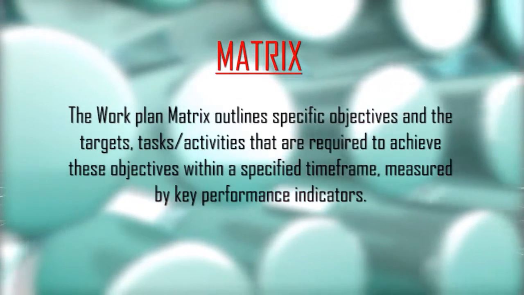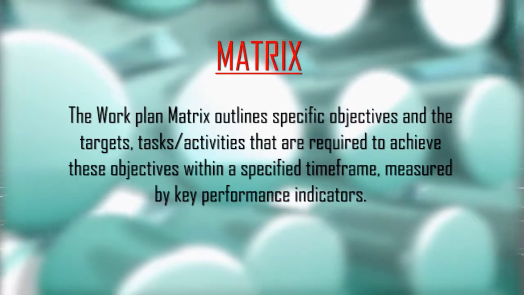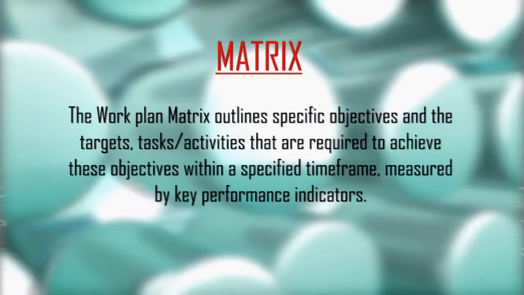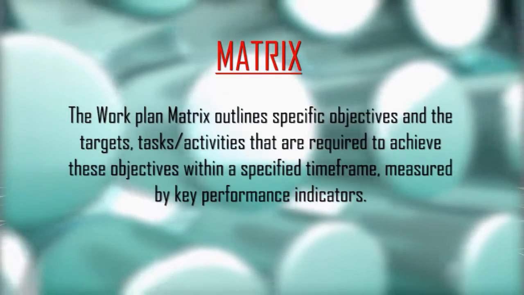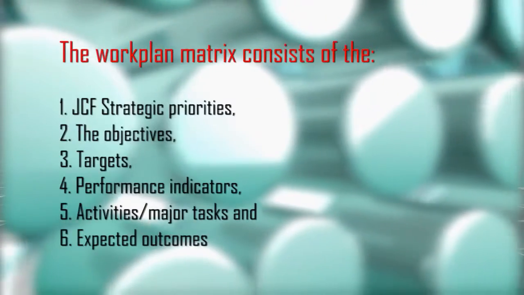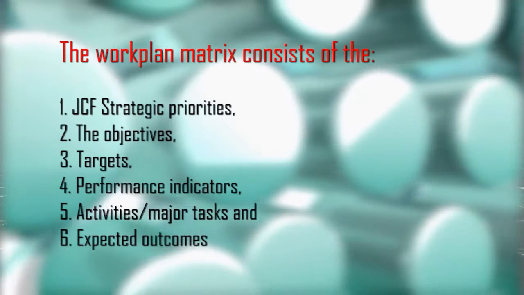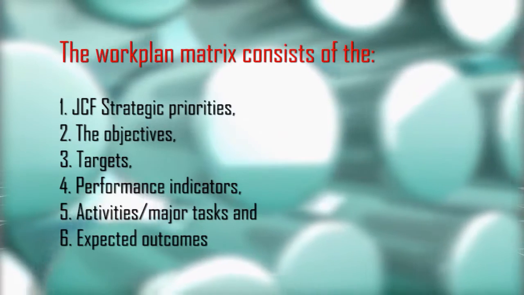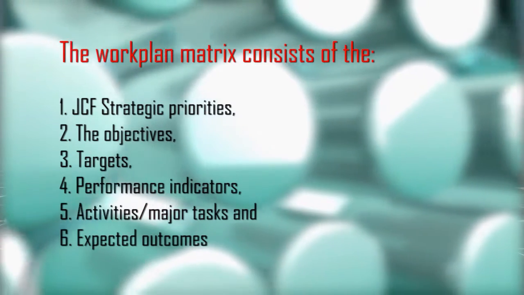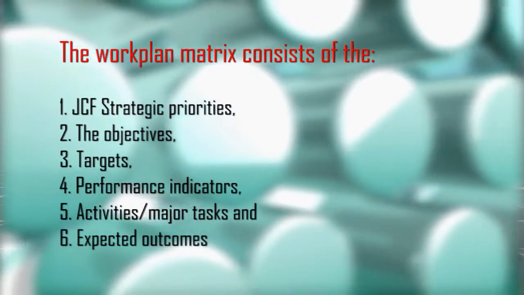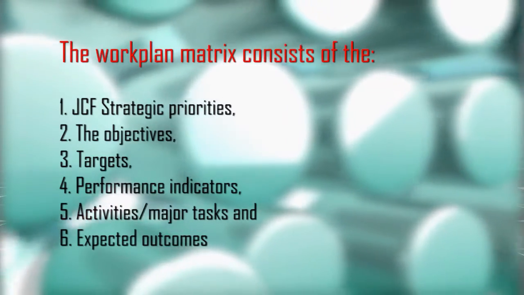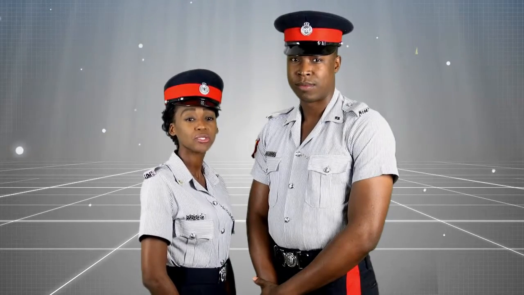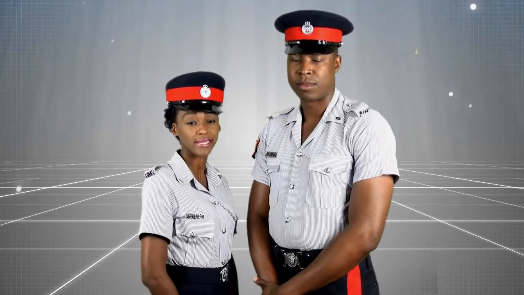The work plan matrix outlines specific objectives and the targets, tasks, or activities that are required to achieve these objectives within a specified time frame, measured by key performance indicators. The work plan matrix consists of 1. JCF strategic priorities. 2. The objectives. 3. Targets. 4. Performance indicators. 5. Activities or major tasks. And 6. Expected outcomes.